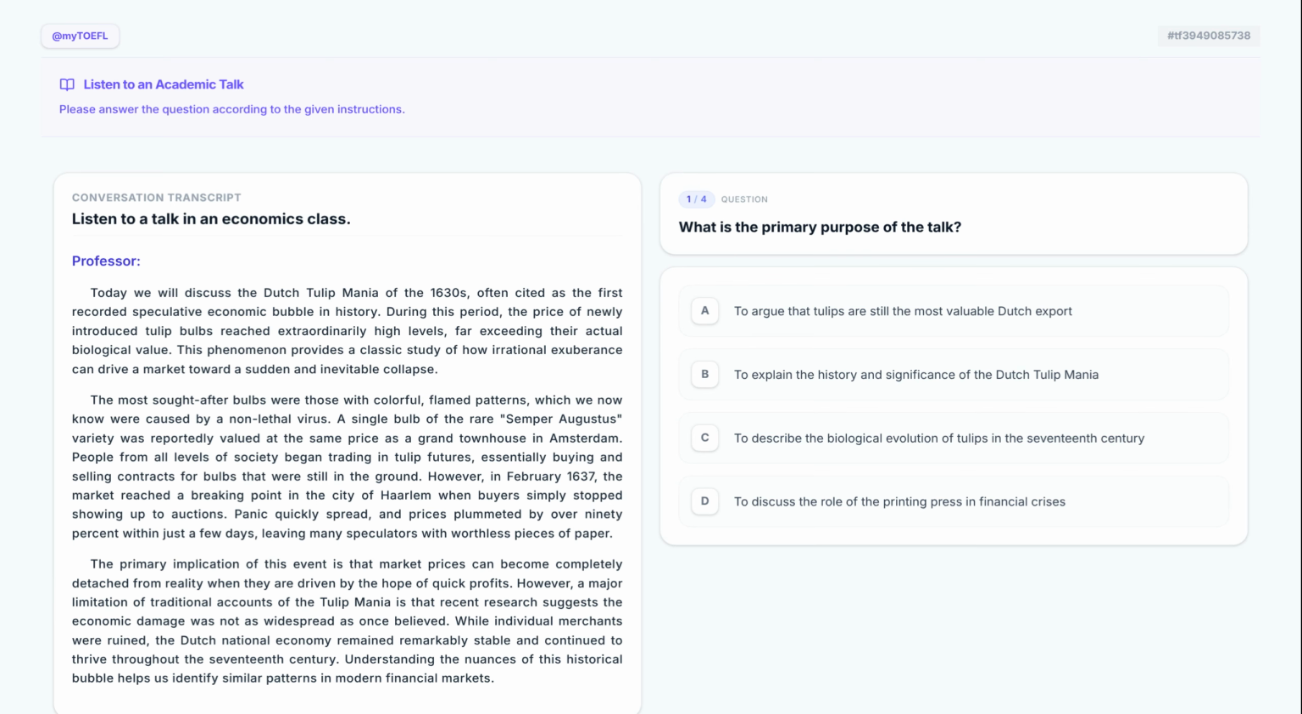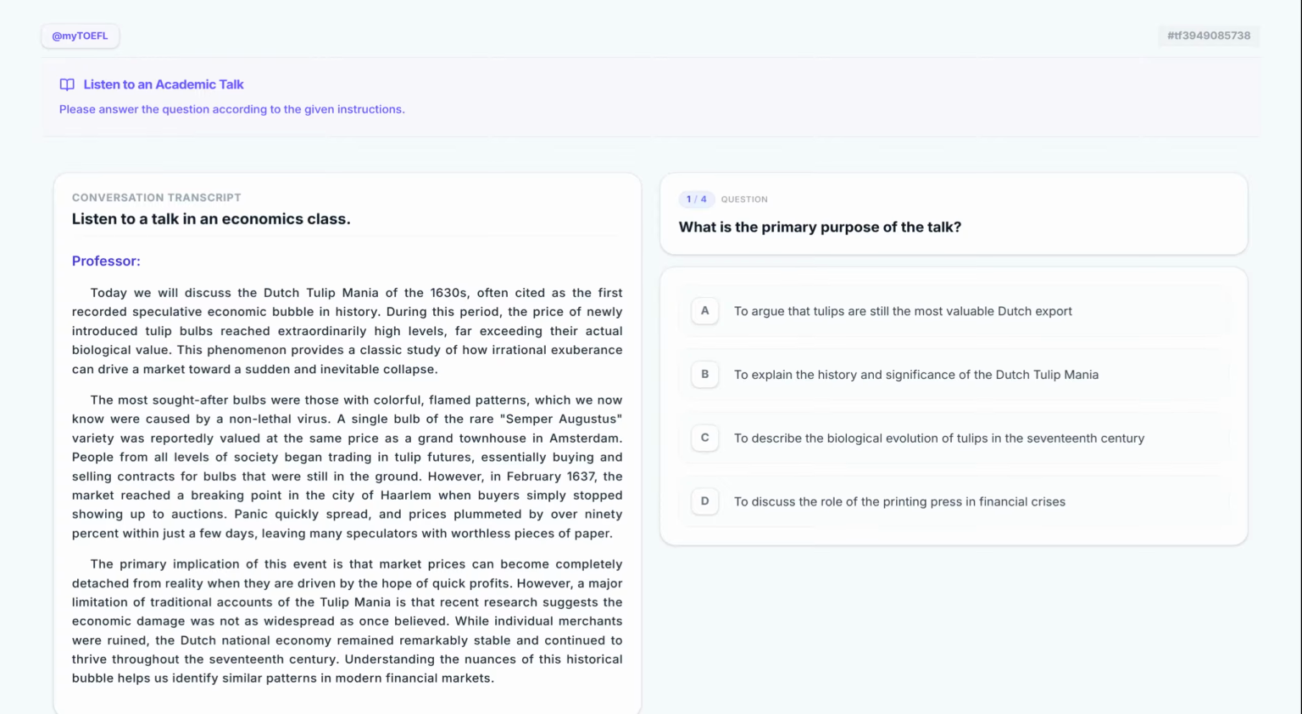inevitable collapse. The most sought-after bulbs were those with colorful, flamed patterns, which we now know were caused by a non-lethal virus. A single bulb of the rare Semper Augustus variety was reportedly valued at the same price as a grand townhouse in Amsterdam. People from all levels of society began trading in tulip futures, essentially buying and selling contracts for bulbs that were still in the ground.